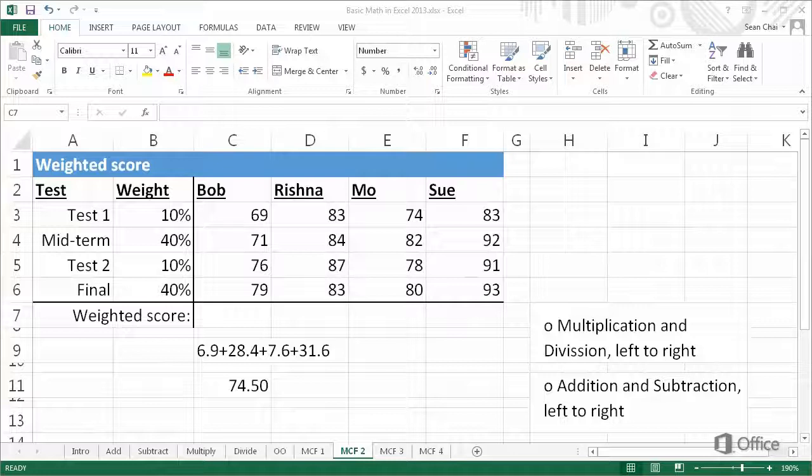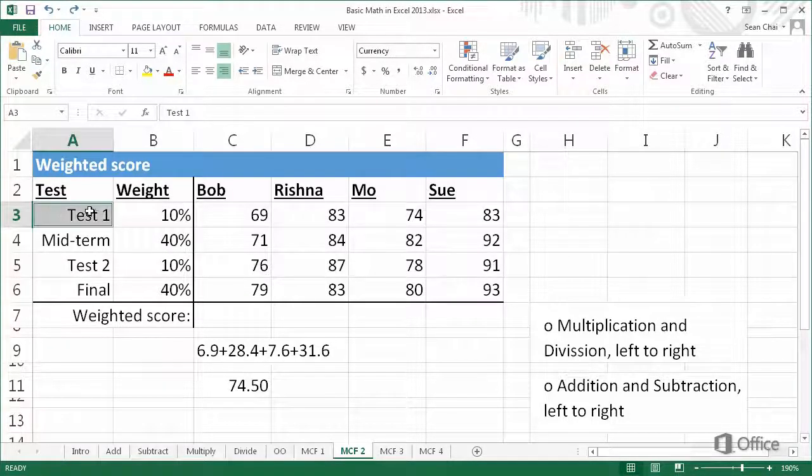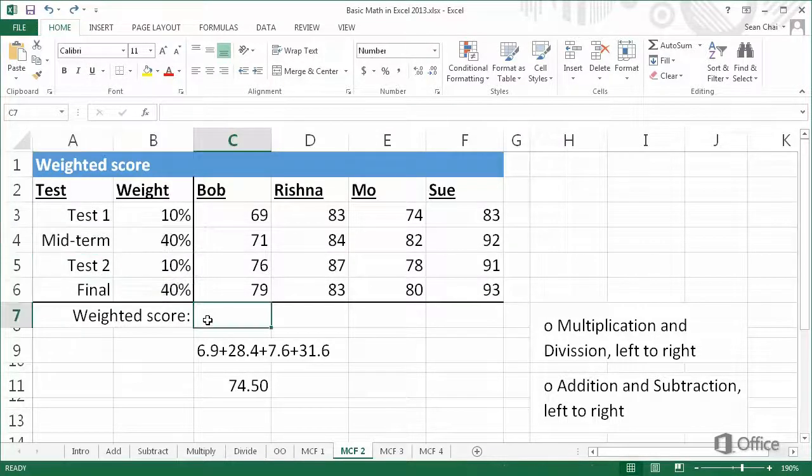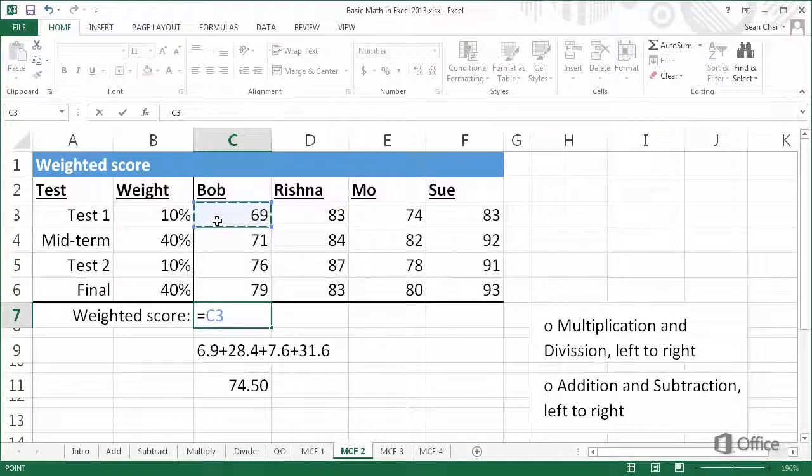Now we're going to determine the weighted scores for students. By weighted scores, I mean that different tests account for a different percentage of the student's final grade. Test 1 and 2 each account for 10%, and the midterm and final test each account for 40%. To do this, I multiply the Test 1 score for Bob by its weight.